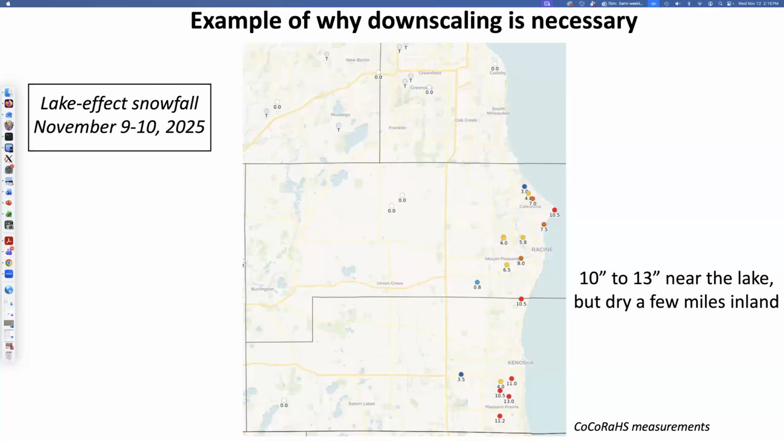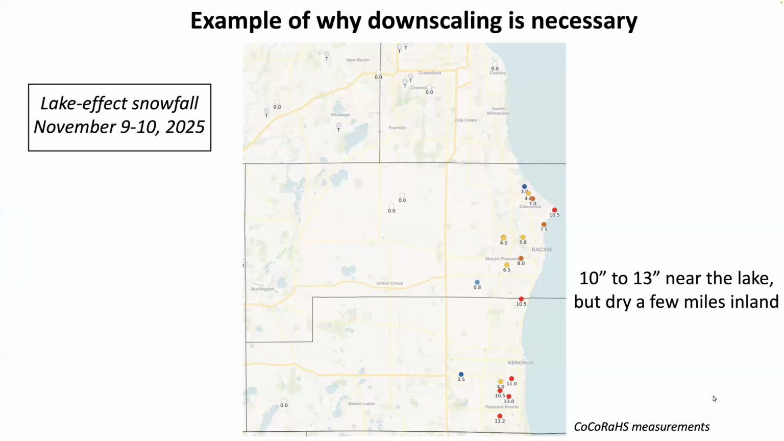About downscaling and why we use it. And I just want to give a really recent example of the benefits of it. We had a lake effect snowfall event just a few days ago that struck the Lake Michigan shoreline. And you can see here the totals right around Racine and Kenosha County.